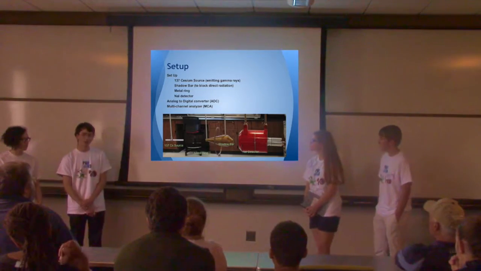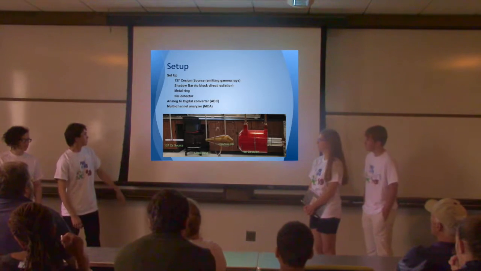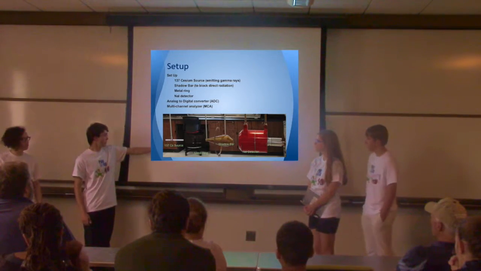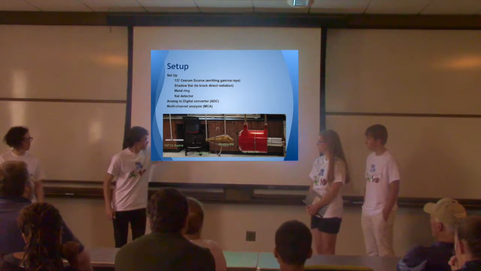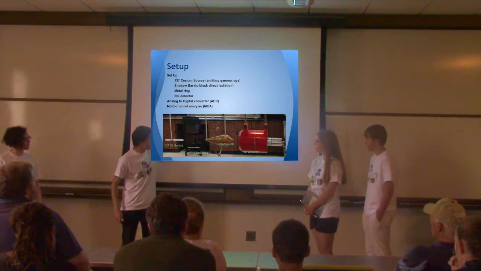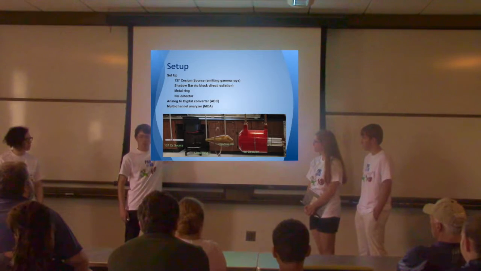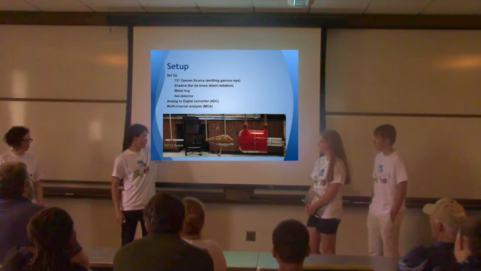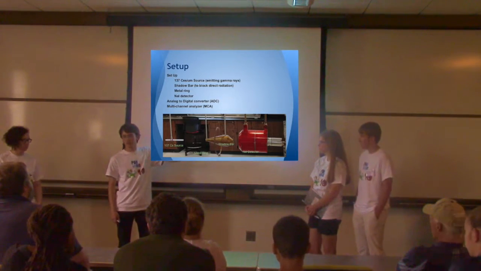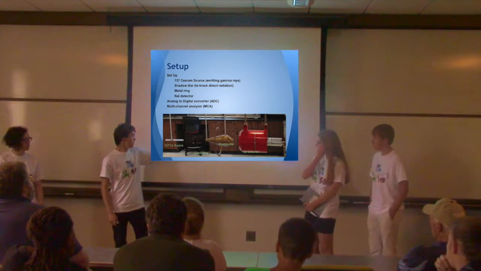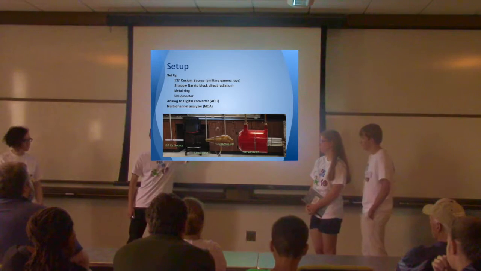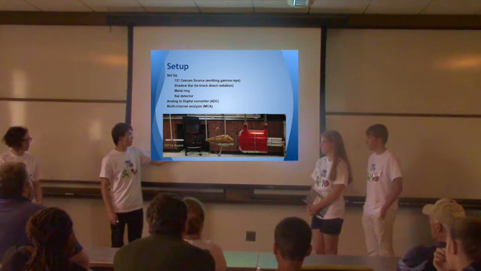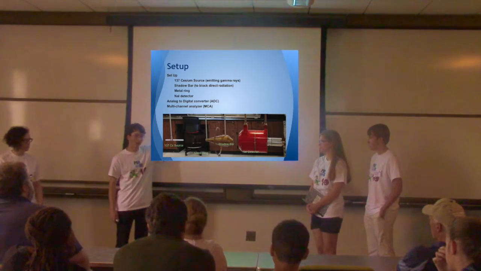So this was our setup. You can see here our cesium-137 source, the metal ring, which was made of copper. This is called a shadow bar. It's just a block of brass that is intended to keep the radiation from the source from going directly to the detector, because what we're trying to measure is the deflection off of the ring.